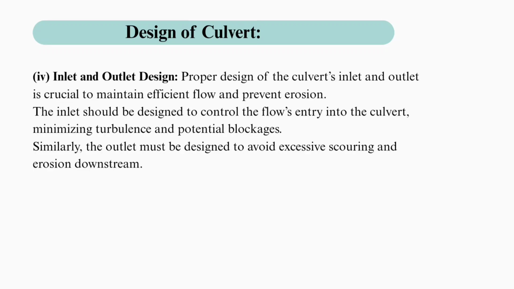Then the next point in the design of a culvert is inlet and outlet design. Proper design of a culvert's inlet and outlet is crucial to maintain efficient flow and prevent erosion. The inlet should be designed to control the flow's entry into the culvert, minimizing turbulence and potential blockages. Similarly, the outlet must be designed to avoid excessive scouring and erosion downstream.